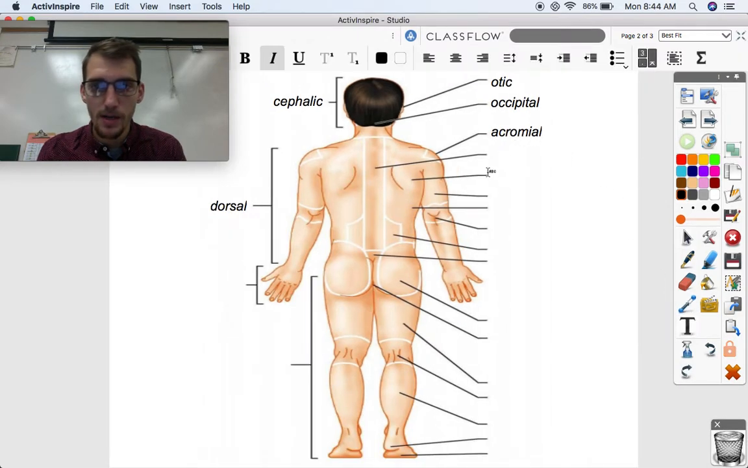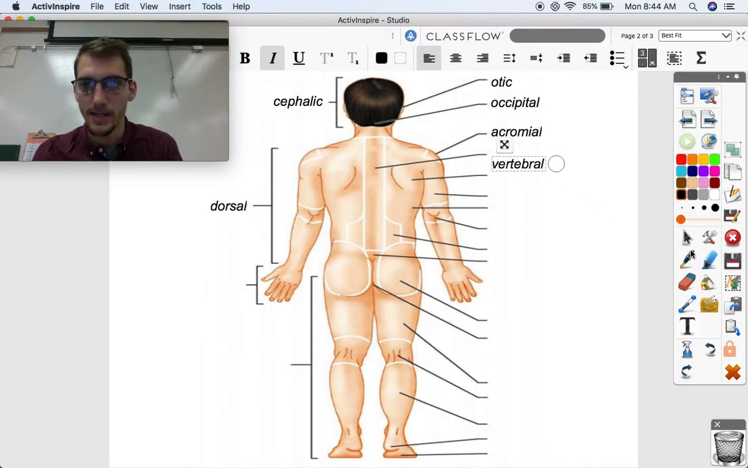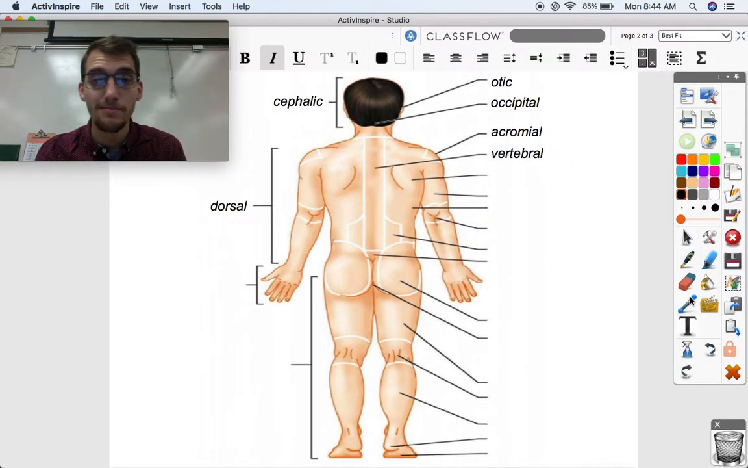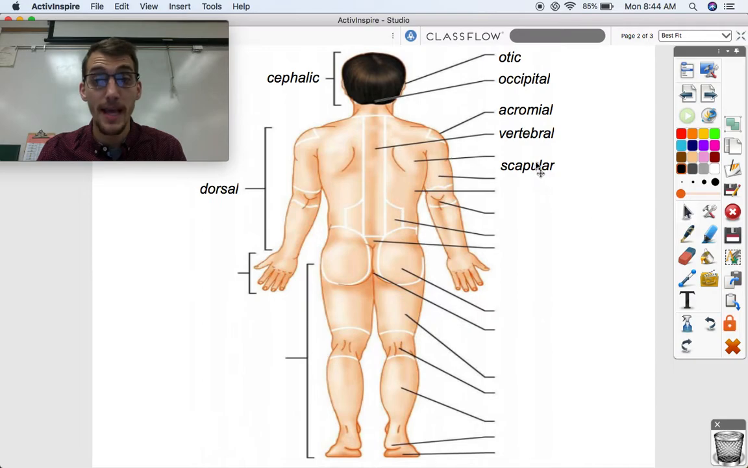Let's keep it going here, right below acromial. It's referring to this, and that is the vertebral region, because that's where your vertebrae are. Since you are a vertebrate, you have a backbone. I'm not sure if that's news for you. All right, right below vertebral, we have the scapular region, because this is referring to the scapula. Scapula means blade, shoulder blade.